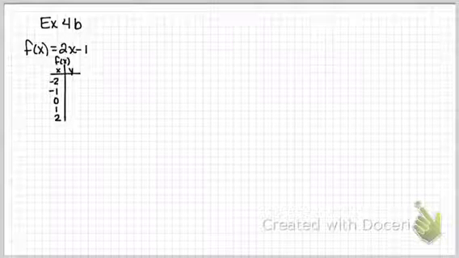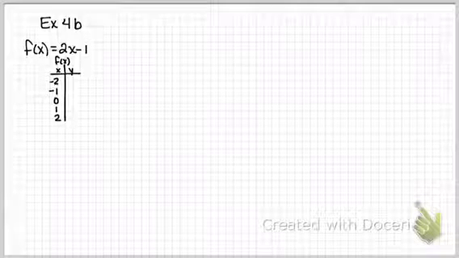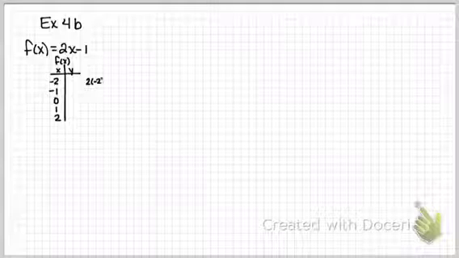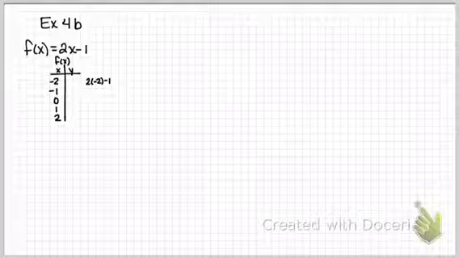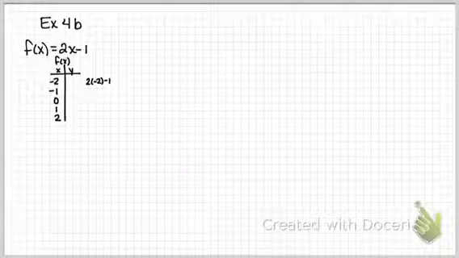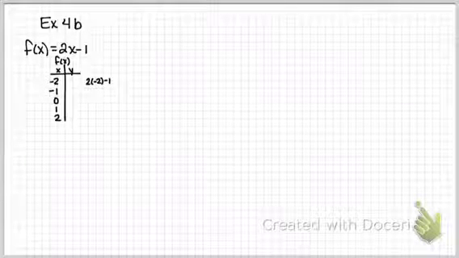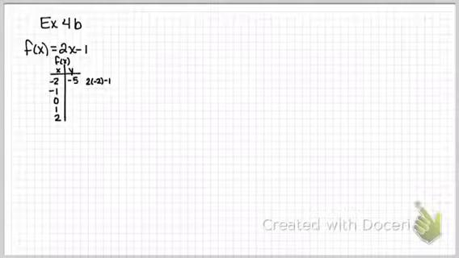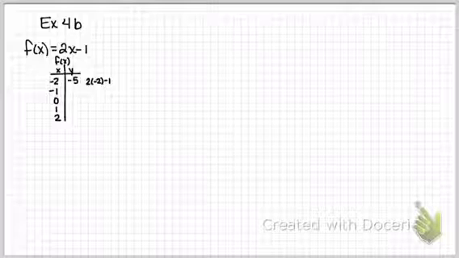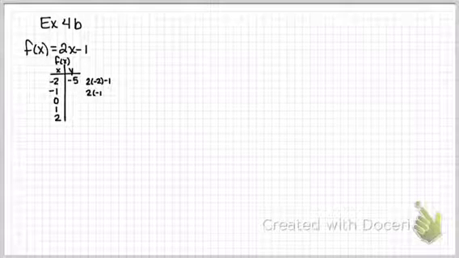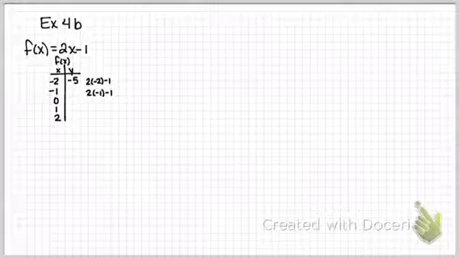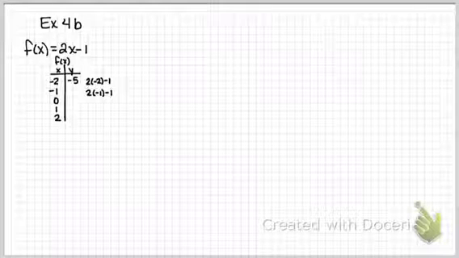So remember, that means we're just going to plug those values in for x. So this first one is going to be 2 times negative 2 minus 1. What's 2 times negative 2? Negative 4. Minus 1. Negative 5. You're right, negative 4, and I was saying minus 1 on yours. All right, then plug in negative 1. What's 2 times negative 1? Negative 2, okay, minus 1.